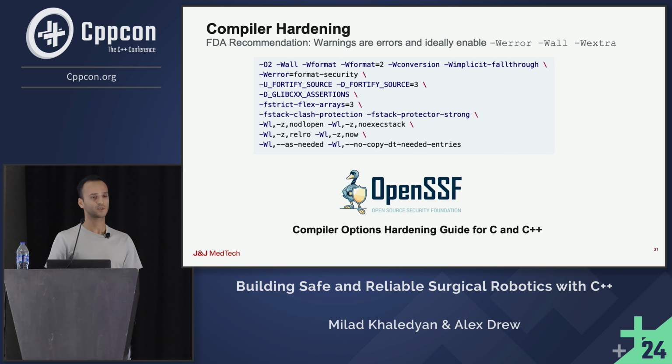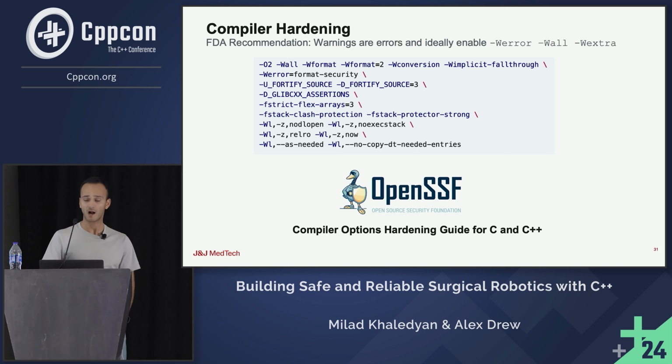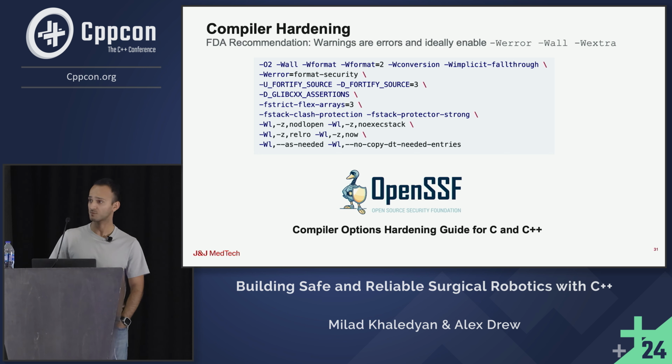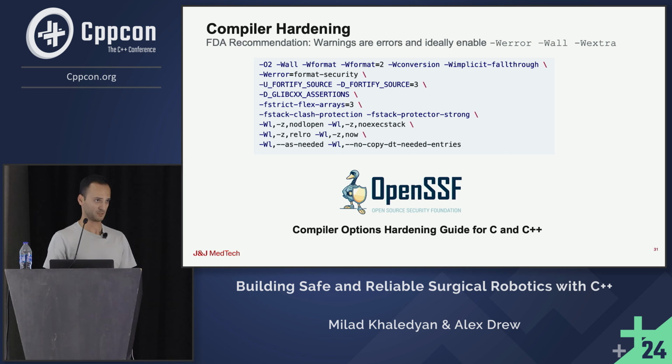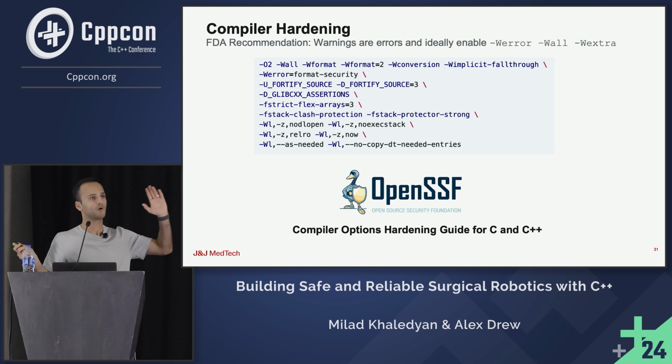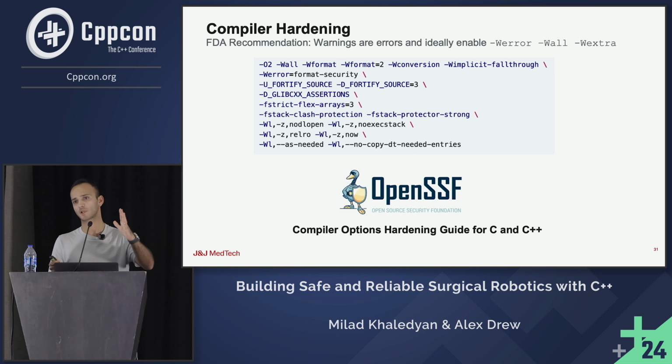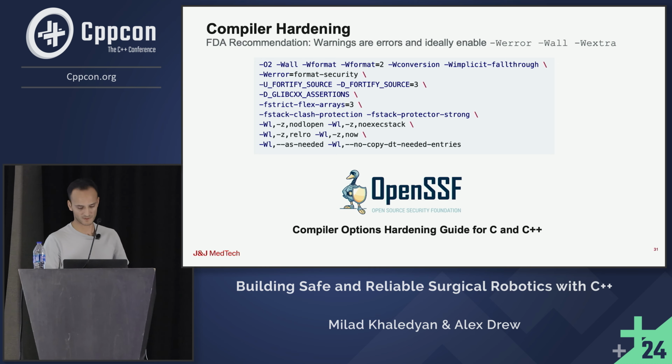This is the Open Source Security Foundation. They have a compiler options hardening guide for C and C++, and they prioritize memory safety. This is not all the options that they tell you to use in production. They have a giant page on which compiler options should be used in production or in development, specifically to target memory safety, and some of them for type safety and thread safety.